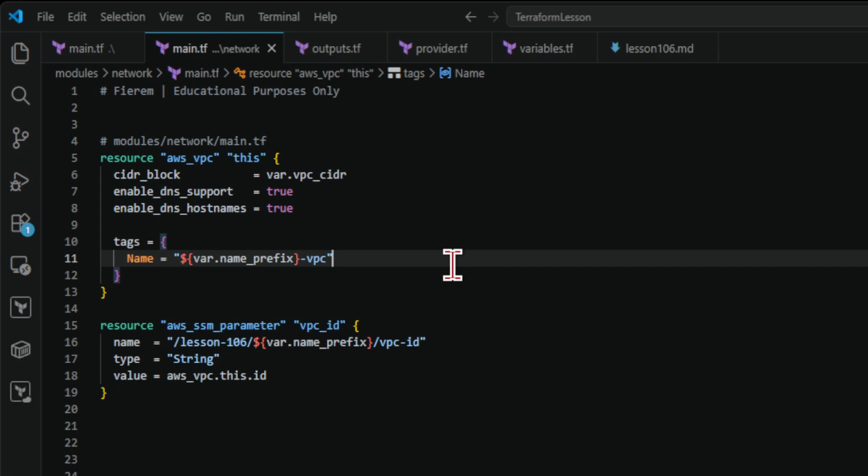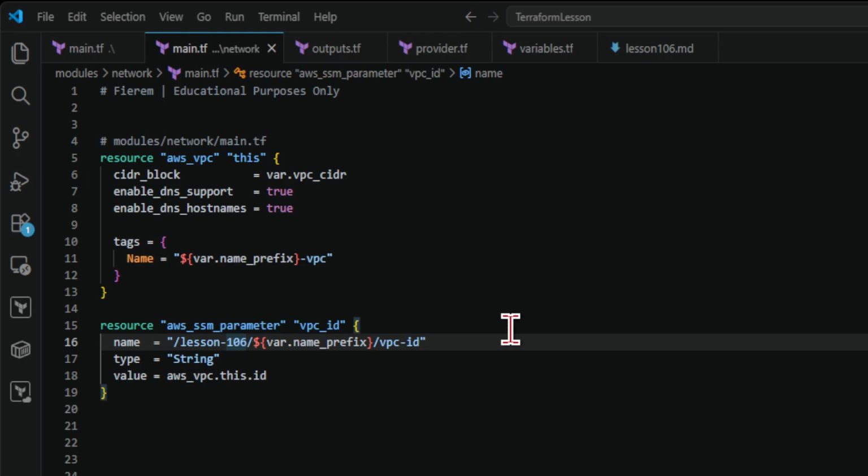Resources inside the child module are managed together as one logical unit. The root module does not need to know the child's internal resource names to use it. That separation reduces duplication because callers reuse the module instead of rewriting the same AWS VPC and SSM parameter logic in multiple places. It also keeps related resources together so updates stay localized.